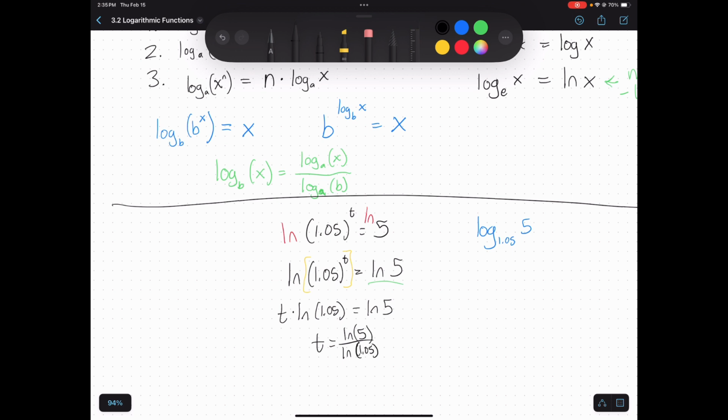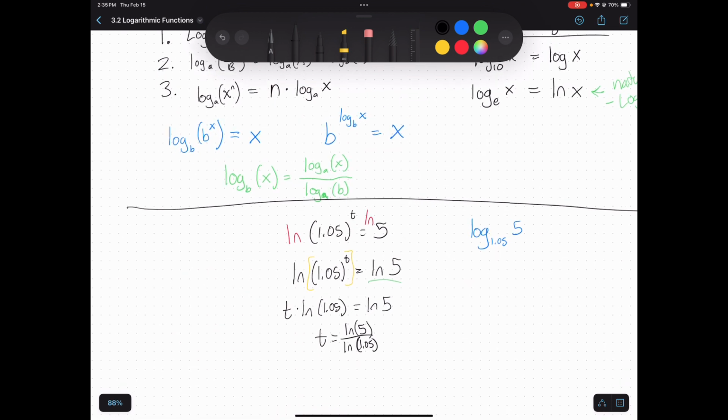What you'll notice is precisely the change of base formula, but just using the natural log, right? I'm using the change of base formula on log base 1.05 of 5. And that's going to give me how long it takes for my money to grow.